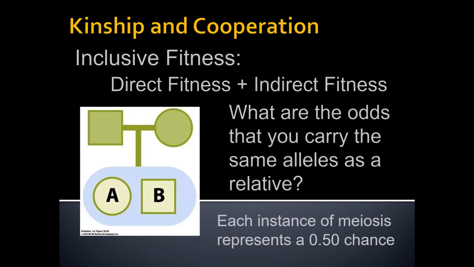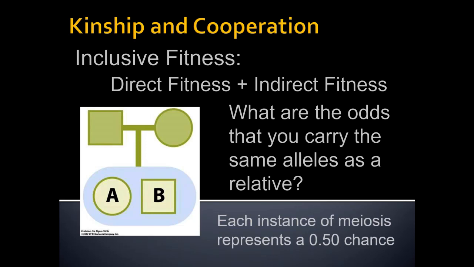Now, to do this, we need to be able to calculate degree of relatedness. And it's a simple probability calculation. We simply need to calculate the odds, or the chances, that you carry the same allele as a relative. Or in other words, how closely related are you to close relatives? And to do this, we need to remember that each instance of meiosis is basically a 50-50 chance of getting the same allele that a relative got. So it's like flipping a coin.